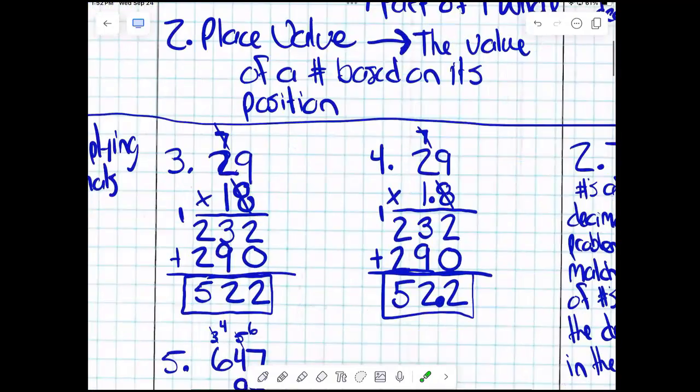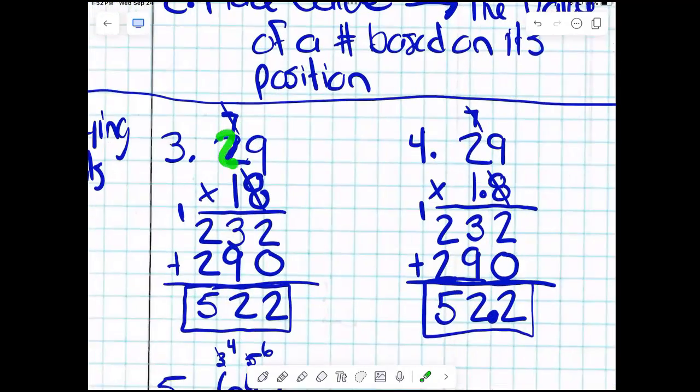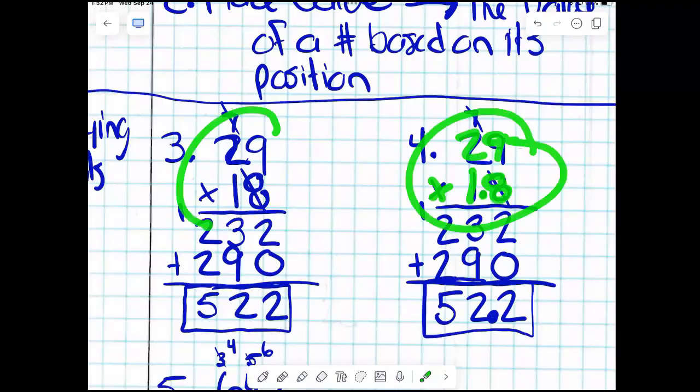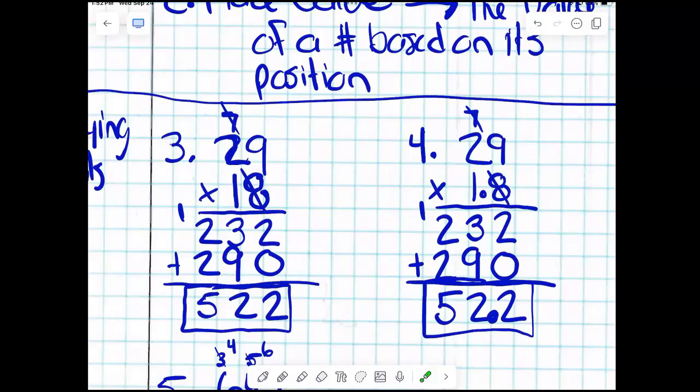All right, this problem is 29 times 18, yes? I'm not going to go through how to solve it, but in the end we got 522, and that was our final answer, right? This problem was 29 times 1 8/10. So literally the digits here and the digits here are the exact same. There's only one tiny difference.